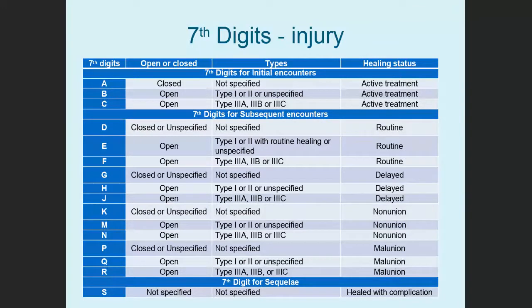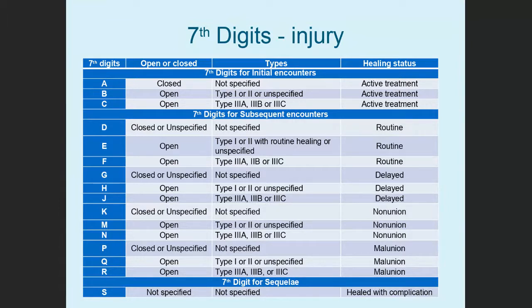First, let's talk about fractures due to injury. These codes have all these possible seventh digits. Not all codes will have all possible seventh digits. Digits A, B, and C are used for the initial encounter. That's when the patient is receiving active treatment for the fracture. It is still considered active treatment if the patient did not come in to see a physician right away, but is seeing the physician for the first time after the injury.